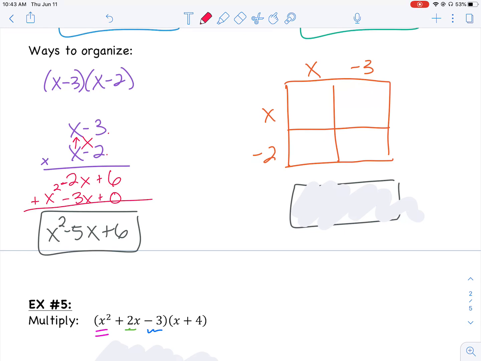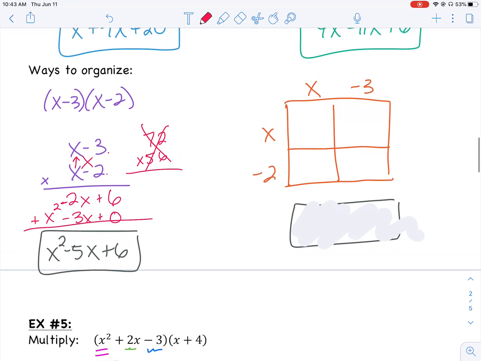Kind of like how we did when you had double-digit numbers and you were multiplying them together. If you like that way, use it. Here's another way. Some teachers call it the box method, where we would write our x minus 3 in each column. And then we have our x and our minus 2 over here in each row.